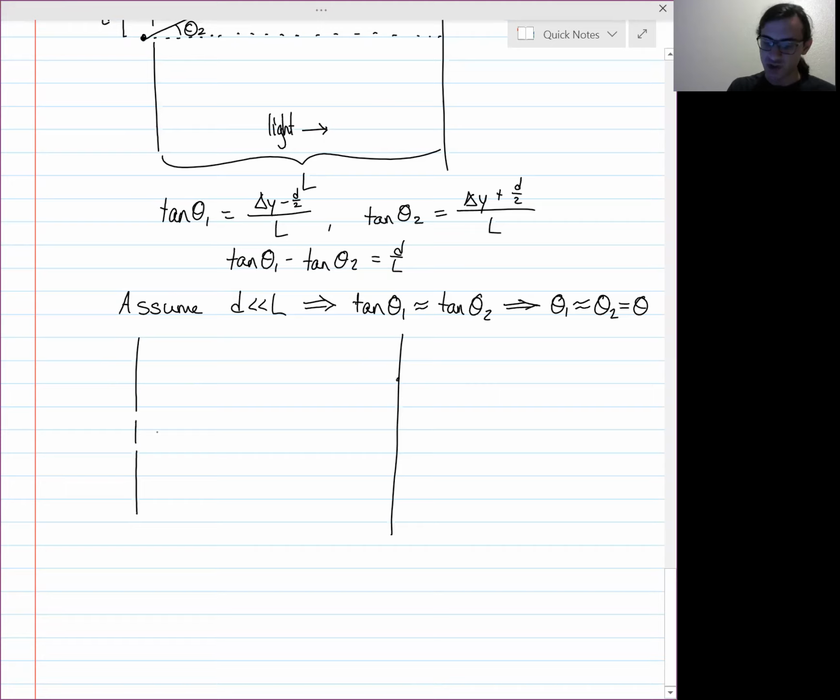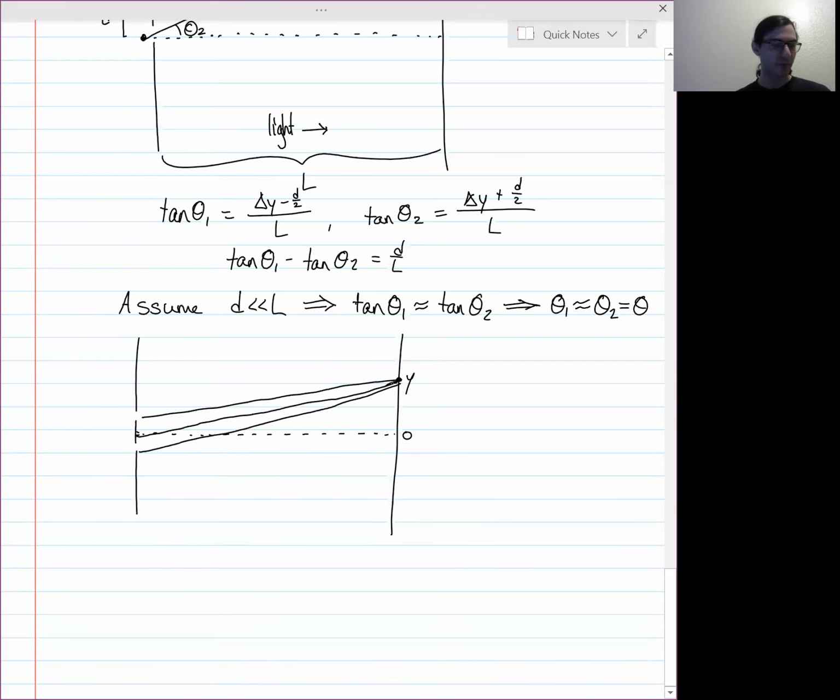So let's say that we're at a position y. This is 0, this position is y. So we have some angle here. They're basically the same angle. And so we can actually draw a line from the midpoint. That was a very not straight line. Draw a line from the midpoint. Apologies for the terrible drawing.